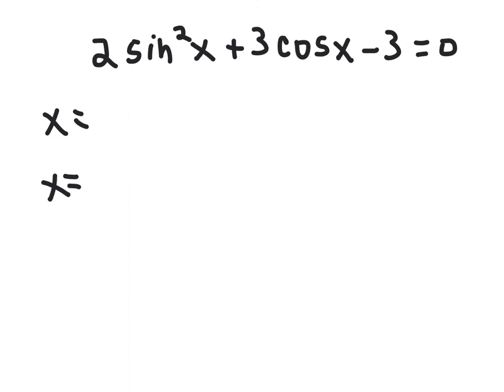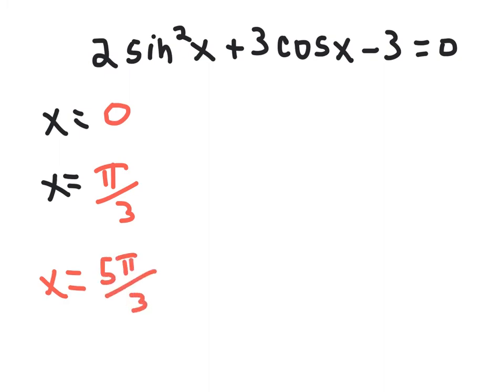Lastly, we just need to write out our solutions. So we said x is equal to 0, x is equal to pi over 3, and x is equal to 5 pi over 3. Now, if I was given a specified interval, say, the most common one we see is from 0 to 2 pi, those would be our 3 answers. But we're not given a specified interval between 0 and 2 pi. We're looking for the general solution.